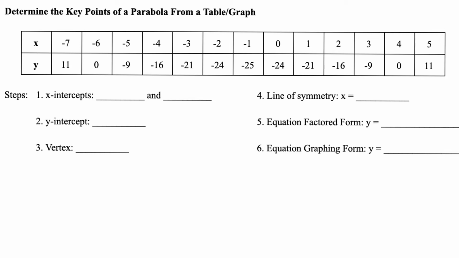We are going to look at how to determine the key points of a parabola from a table or from a graph. In this example, you can see that we have a table. We're going to start by trying to figure out the x-intercepts. This table has two x-intercepts. What we need to do is look to see if we can find where there's a value for x but a 0 for y. We've got two of them right here. The first one is negative 6, 0, and the second one is positive 4, 0.